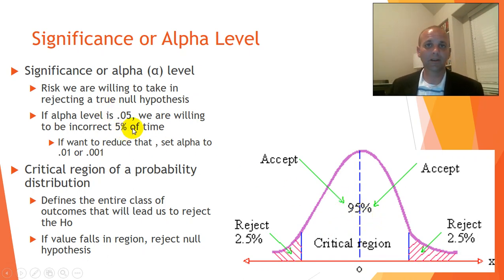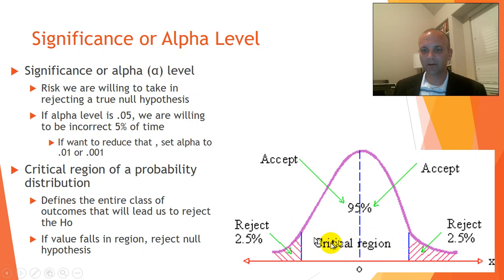In hard sciences, where you're testing a new drug on cancer, if you mess up there, you can't be killing 5 out of 100 people. So they want their margins of error to be much less. Let's put it that way. So 1 out of 1,000 before the FDA is going to accept it, and all those types of things. So the critical region of a probability distribution, this is it right here, it defines the entire class of outcomes that will lead us to reject the null hypothesis. If a value falls in the region, we reject it.